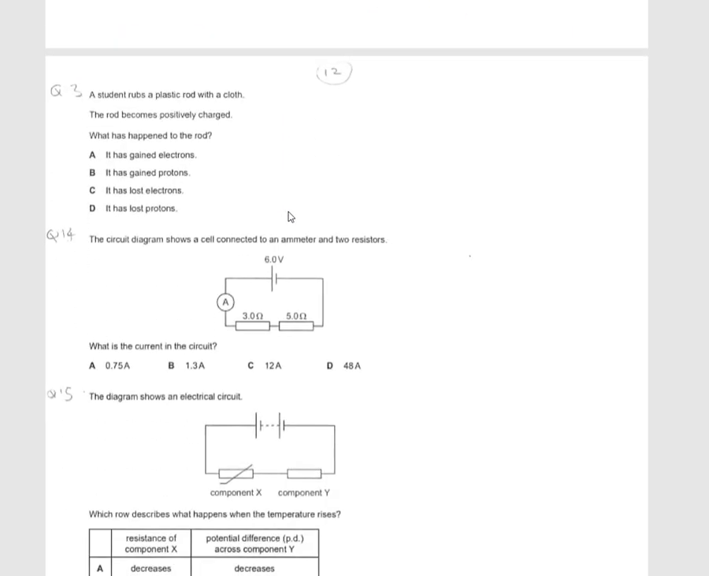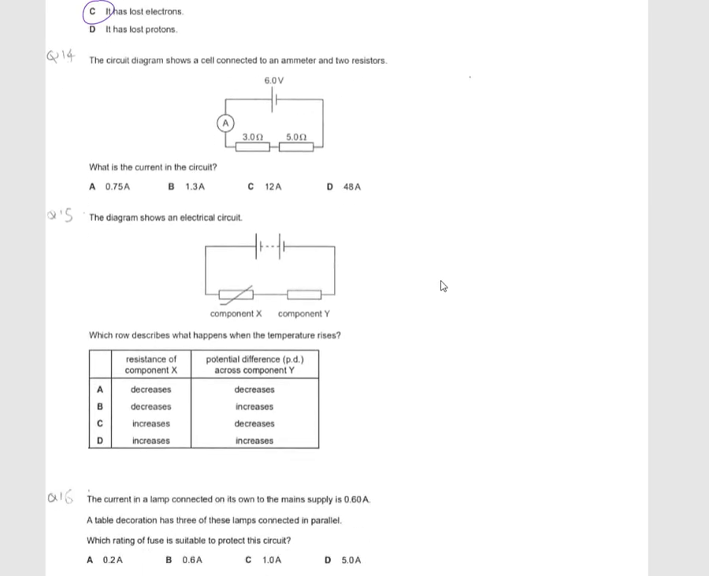Good. Now students rub the plastic rod with a cloth. So here's a cloth, and that's the rod. Now the rod becomes positive, so it means that it's losing electrons. I already told you there. It's losing electrons for it to become charged. If it becomes positively charged, it means it is losing electrons. So therefore it's C. Good.